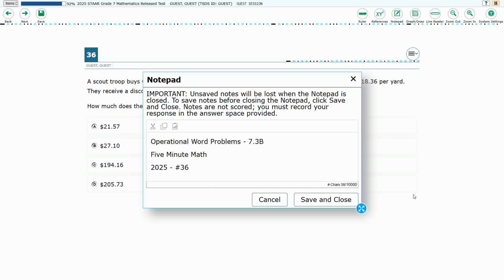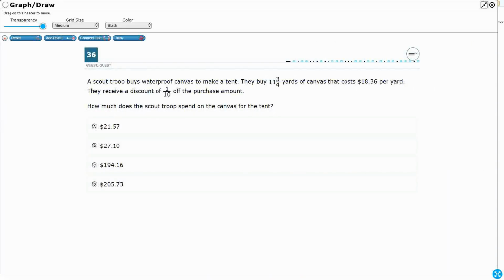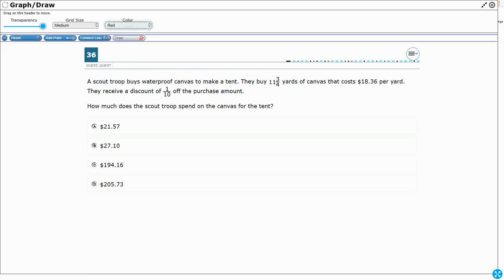Today we are looking at the 7th grade concept of operational word problems. This is standard 7.3b in the great state of Texas, and we are using item number 36 of the 2025 released STAAR test. If you haven't done so already, please go ahead and take a moment to pause the video, work this problem out on your own, unpause it, and we will look at our answers together.